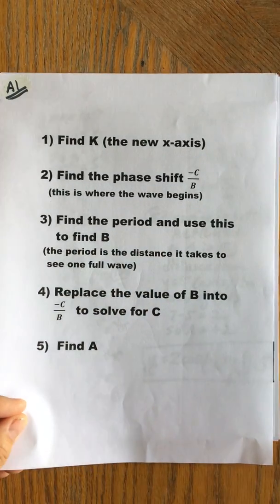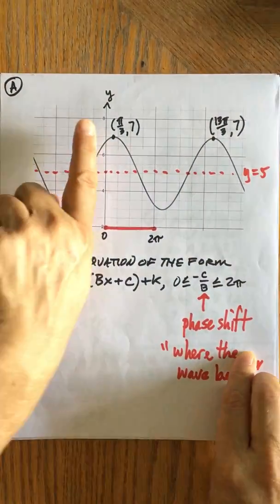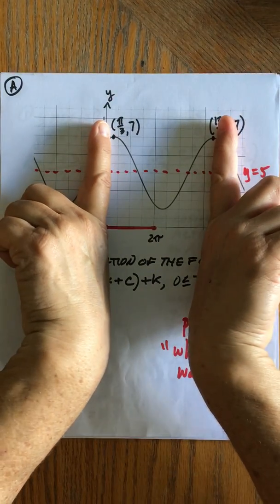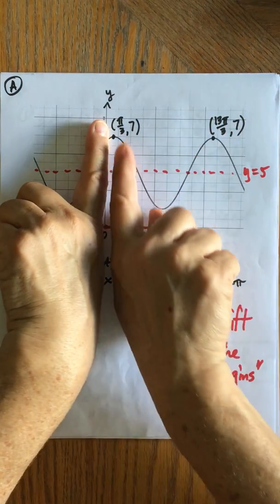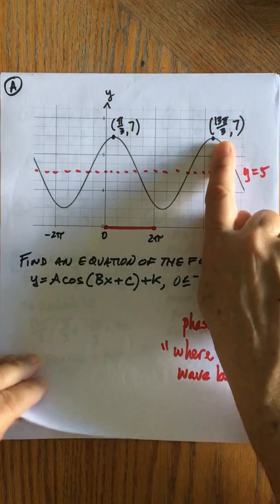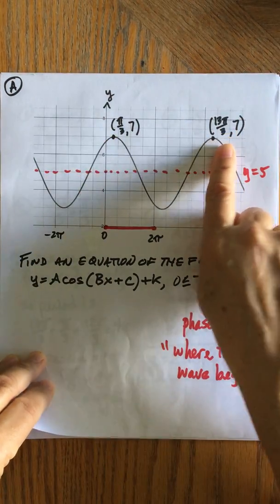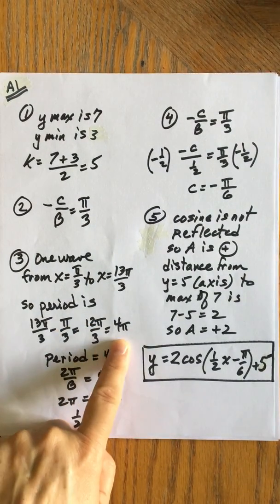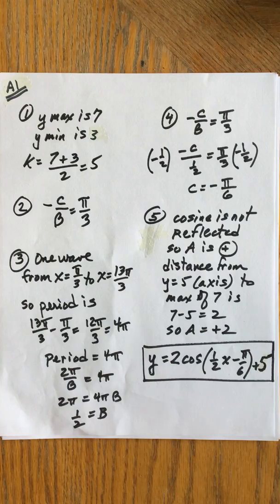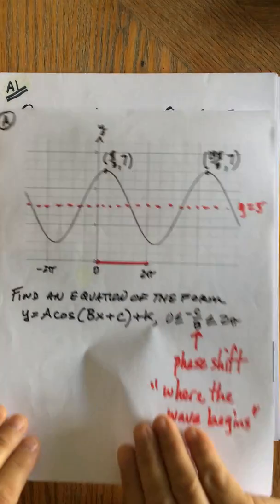So I look at how much distance it takes to see one wave. When I look at this, I see a wave from here to here, and you can read that off. This is a little bit easier. You can read from here to here and say, oh, okay, well, the distance is 13 pi over 3 minus pi over 3, which is 12 pi over 3 or 4 pi. So the period of this is 4 pi.